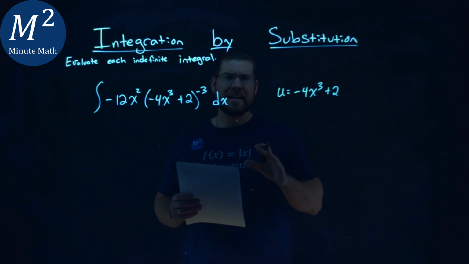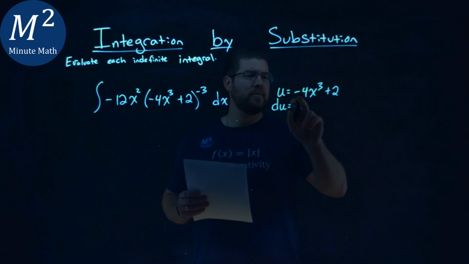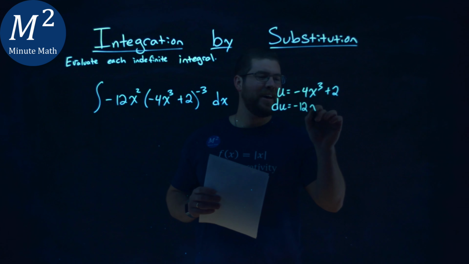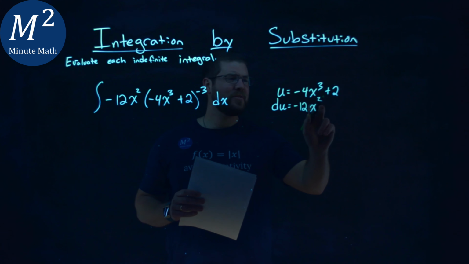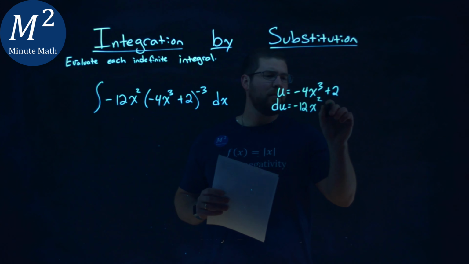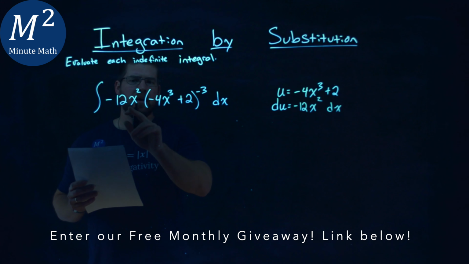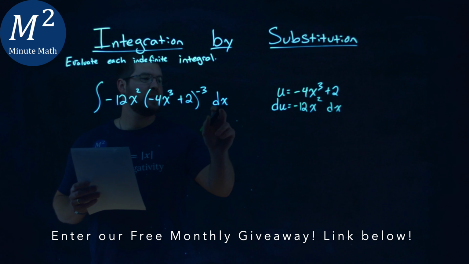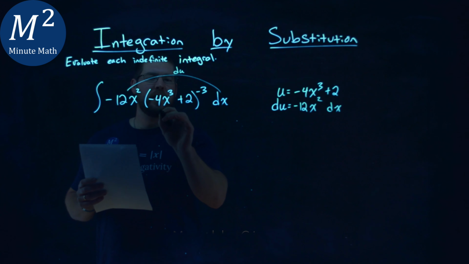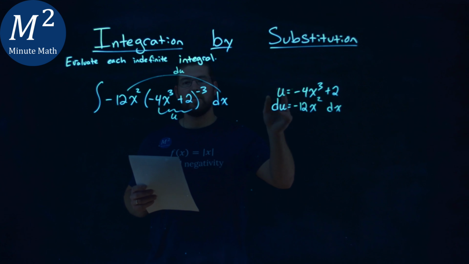Now, we want to find our du value, the derivative. So let's do that. 3 times negative 4 is a negative 12x squared. The squared is for taking the derivative there. Derivative of the constant is 0. And we have a dx here. And this actually, again, works perfectly. Notice we have a negative 12x squared dx that lines right up with our du. And the inside part is just the u, negative 4x to the third plus 2.